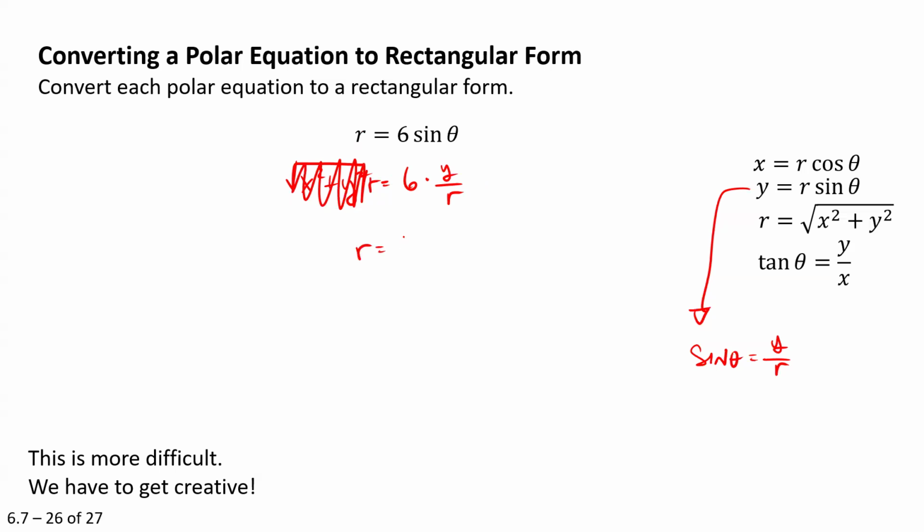So I have r is equal to 6y over r. And if I multiply both sides by r, I have 6y is equal to r squared. And r squared would be equal to just x squared plus y squared. That's our equation. Okay. That's actually a circle as well.